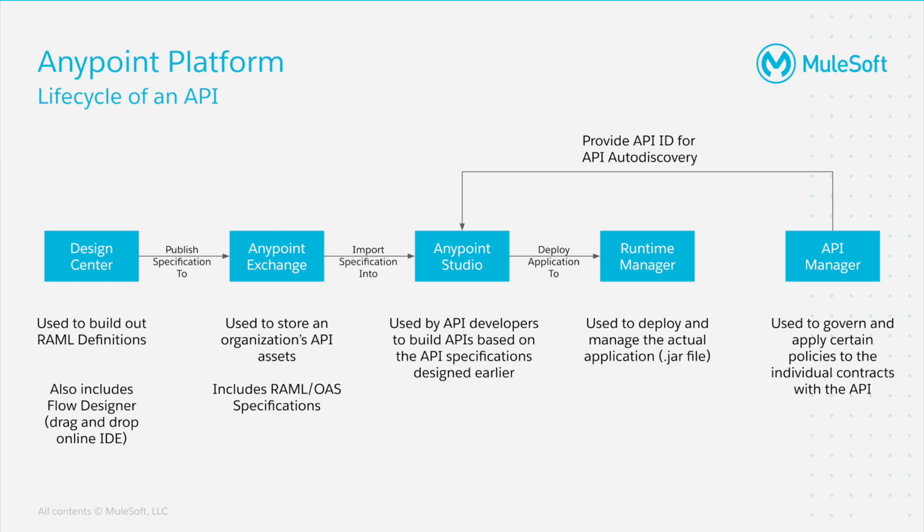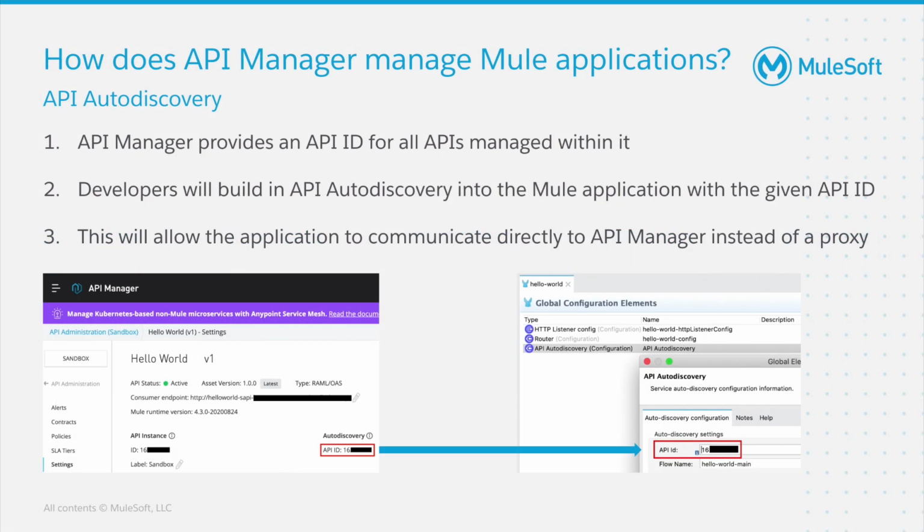API Manager will provide you with an API ID that connects the application to API Manager to enforce policies and retrieve analytics. But how does this work? How can API Manager communicate with your Mule API in Runtime Manager? Well, the answer is API Autodiscovery.